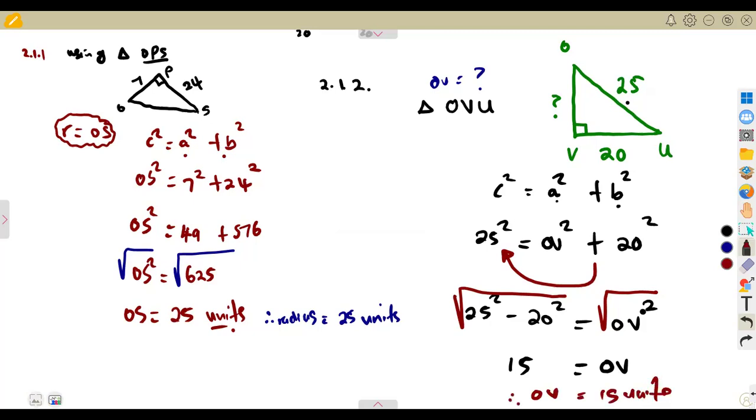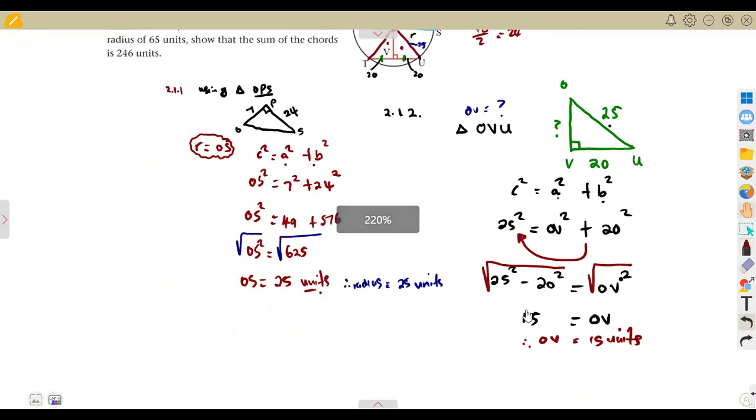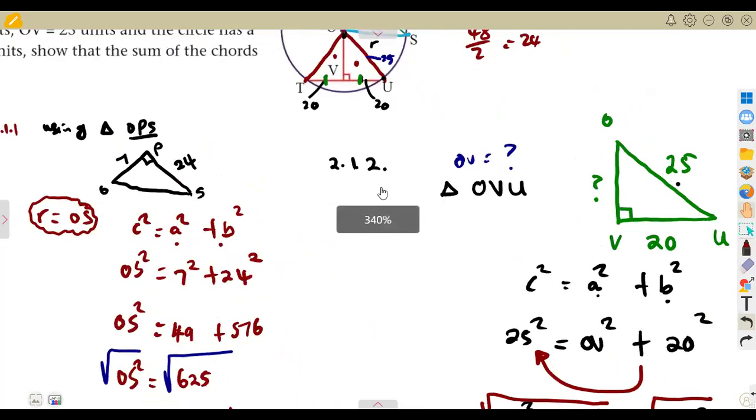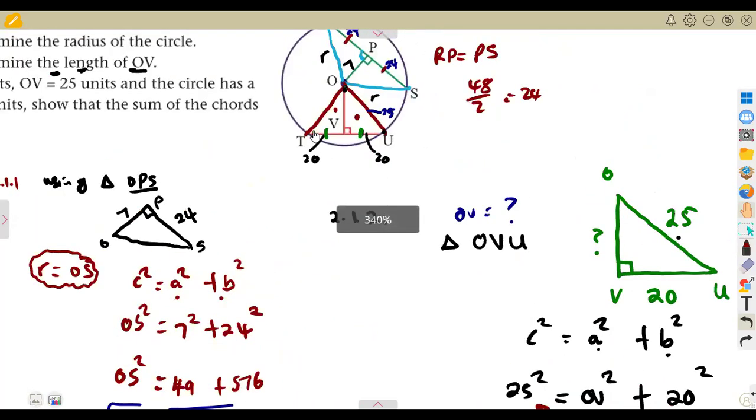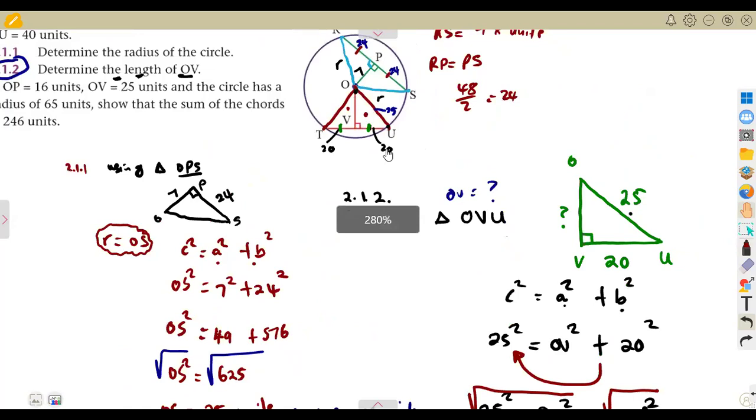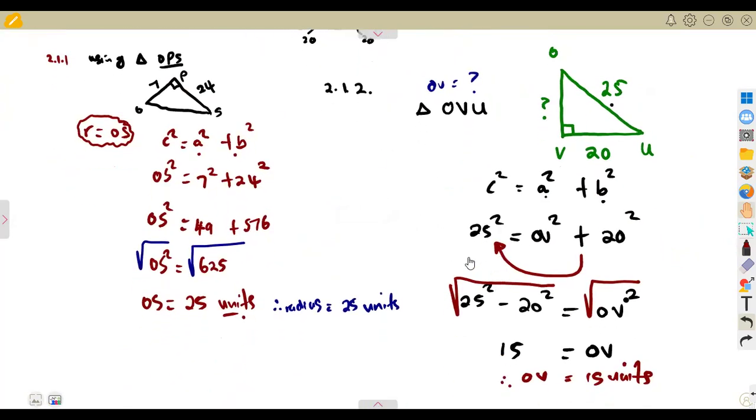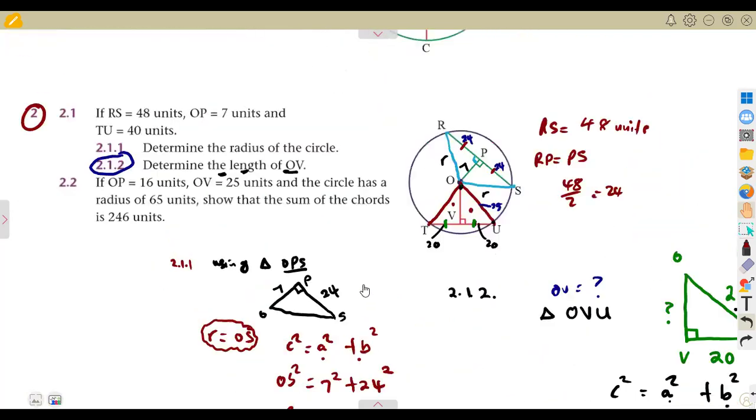So that is the idea there. You see the theorem of the line drawn from the center of a circle perpendicular to the chord, bisecting that chord. It is very, very important because that made us know that this is 20 and this is also 20. And by that, OU, we know that is a radius from the center to the circumference of the circle. You've got the radius there. Using your Pythagoras theorem, because you formulated a right-angled triangle, you can calculate the length of OV. So that was the condition of your question.